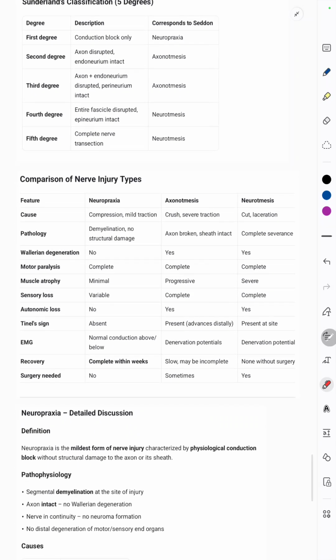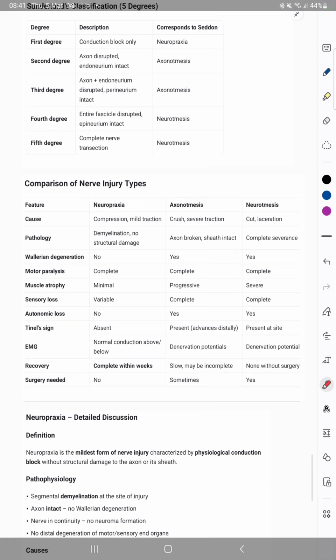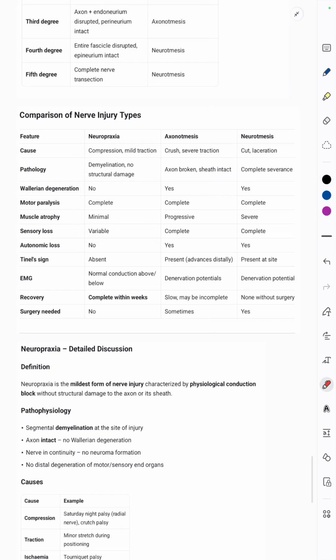Now, talking about the comparisons of nerve injuries: neuropraxia, axonotmesis, and neurotmesis. The cause for neuropraxia is continuous compression injury or maltraction. Moderate traction or crush injury is seen in axonotmesis, and cut or laceration is seen in neurotmesis. Now, pathology: in neuropraxia, there is demyelination of the nerves, no structural damage is present. In case of axonotmesis, the axon is broken. In neurotmesis, there is a complete severance. Wallerian degeneration is present in axonotmesis and neurotmesis.